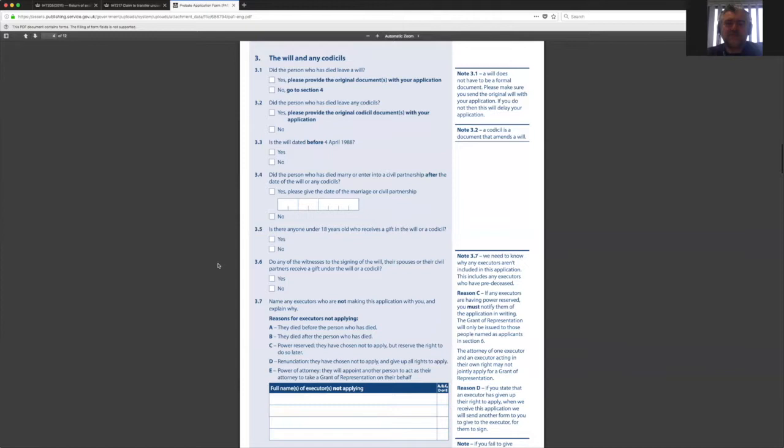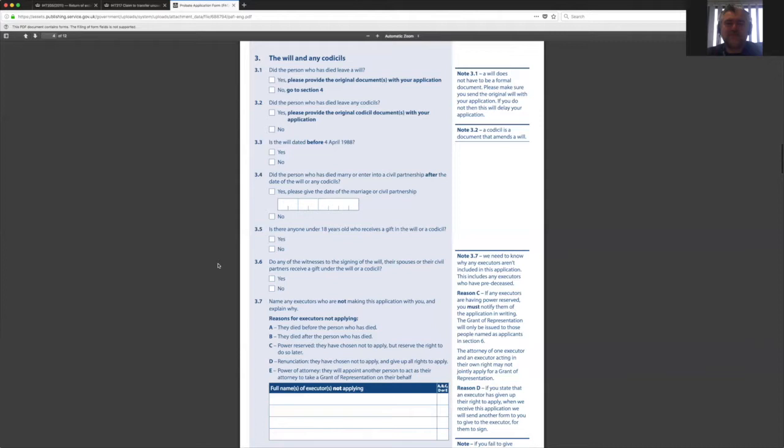Question 3.5. If there is a beneficiary under the age of 18, then they cannot inherit property or money until they have reached that age. So some form of trust may be needed to hold that inheritance until then. Question 3.6. If a beneficiary to the will, or the spouse or civil partner, witnesses the signature of a person making the will, then that gift lapses, although the rest of the will remains valid.